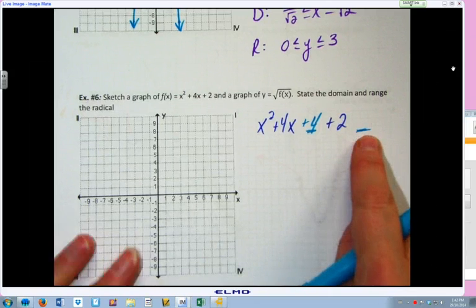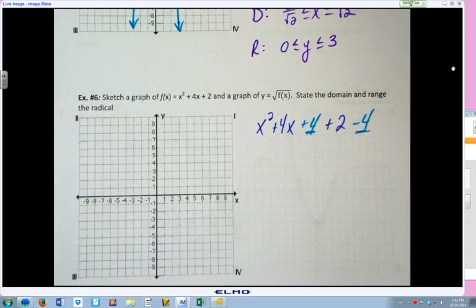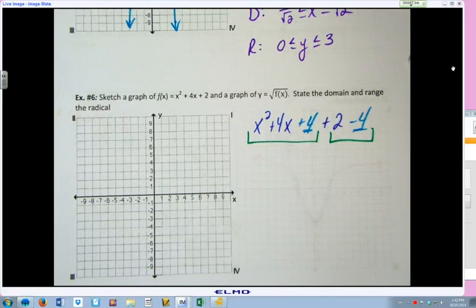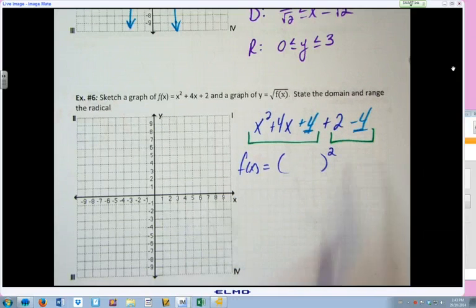And what goes in the second space? Minus 4. Why? Because to balance the equation. Would we have to put a bracket before the 2? Up to you, you don't have to. Then I'm going to group the first 3 and group the last 3. The first 3 are going to factor into a binomial squared.